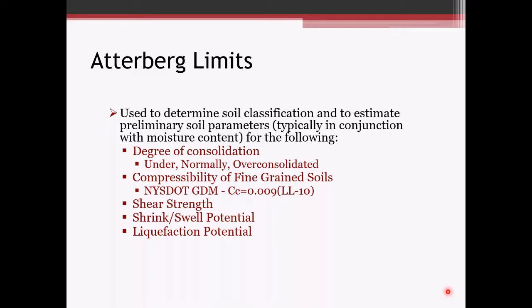There's also correlations for compressibility. The DOT Geotechnical Design Manual has a correlation for the compression index, which is used in settlement analysis, based on the liquid limit. And there's other correlations that go along with determining shear strength, shrink swell potential, as well as liquefaction potential for cohesive soil.